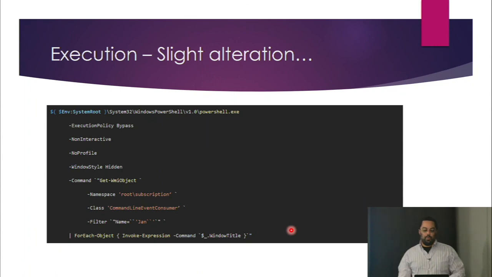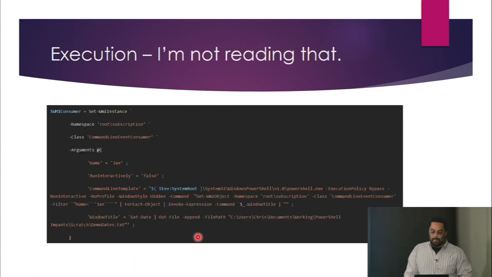So instead of executing from disk, we can change our command line event consumer here to read back that WMI object and just execute whatever we find in the window title property. I don't know exactly how big that can be because I was testing it on my box and I really was not trying to kill my box that hard. I had 10K in there, so you've got some room to work with.